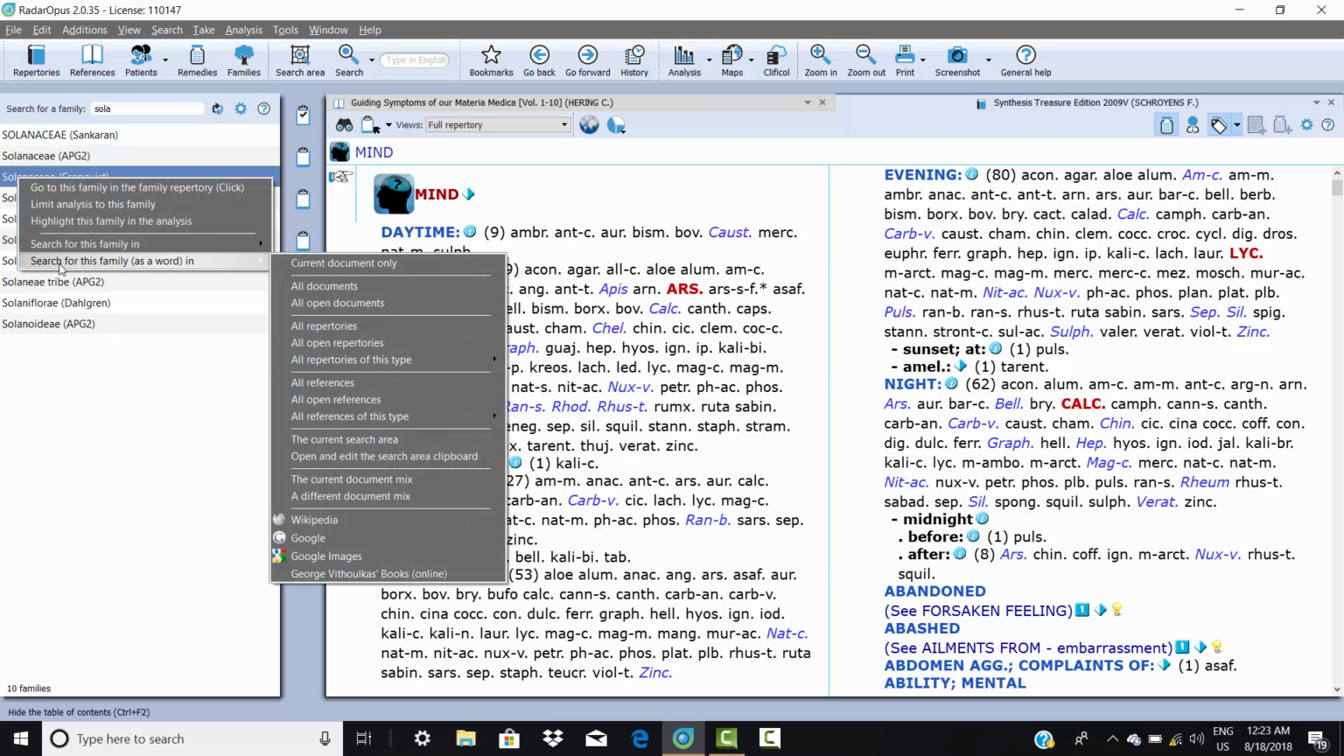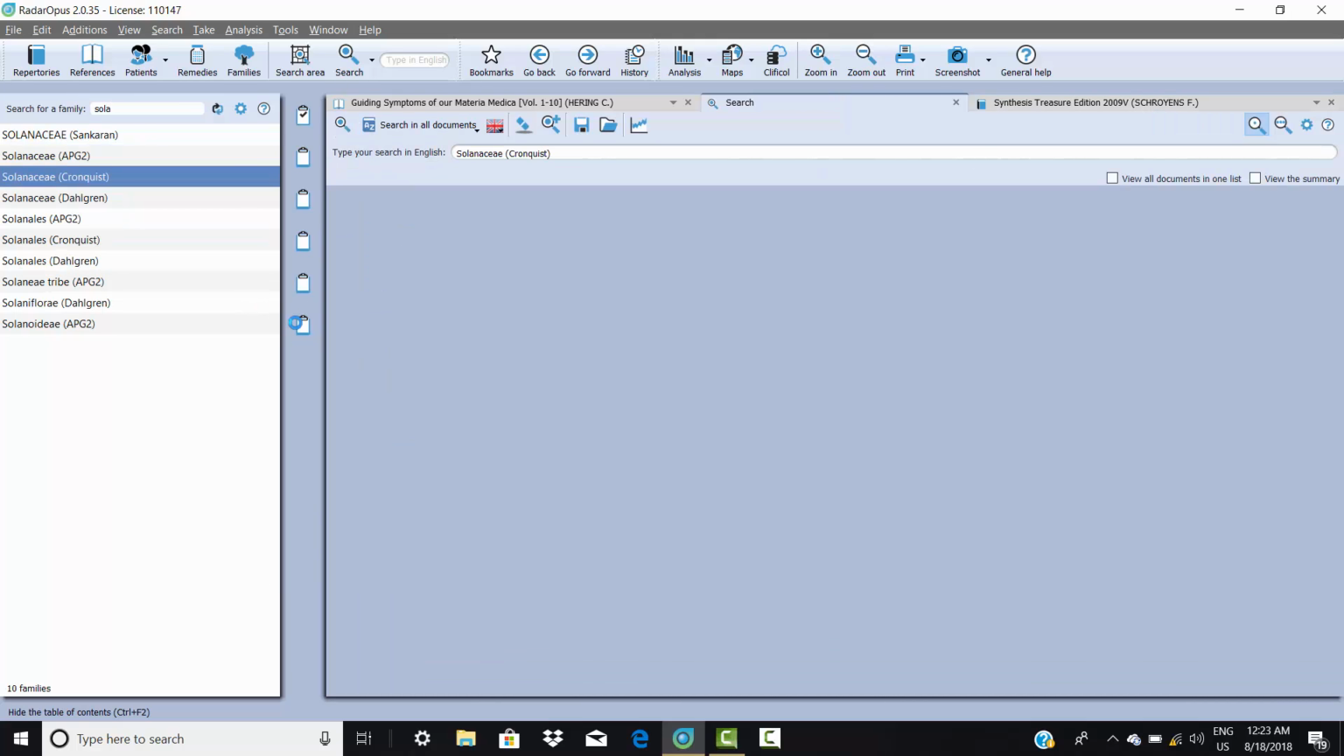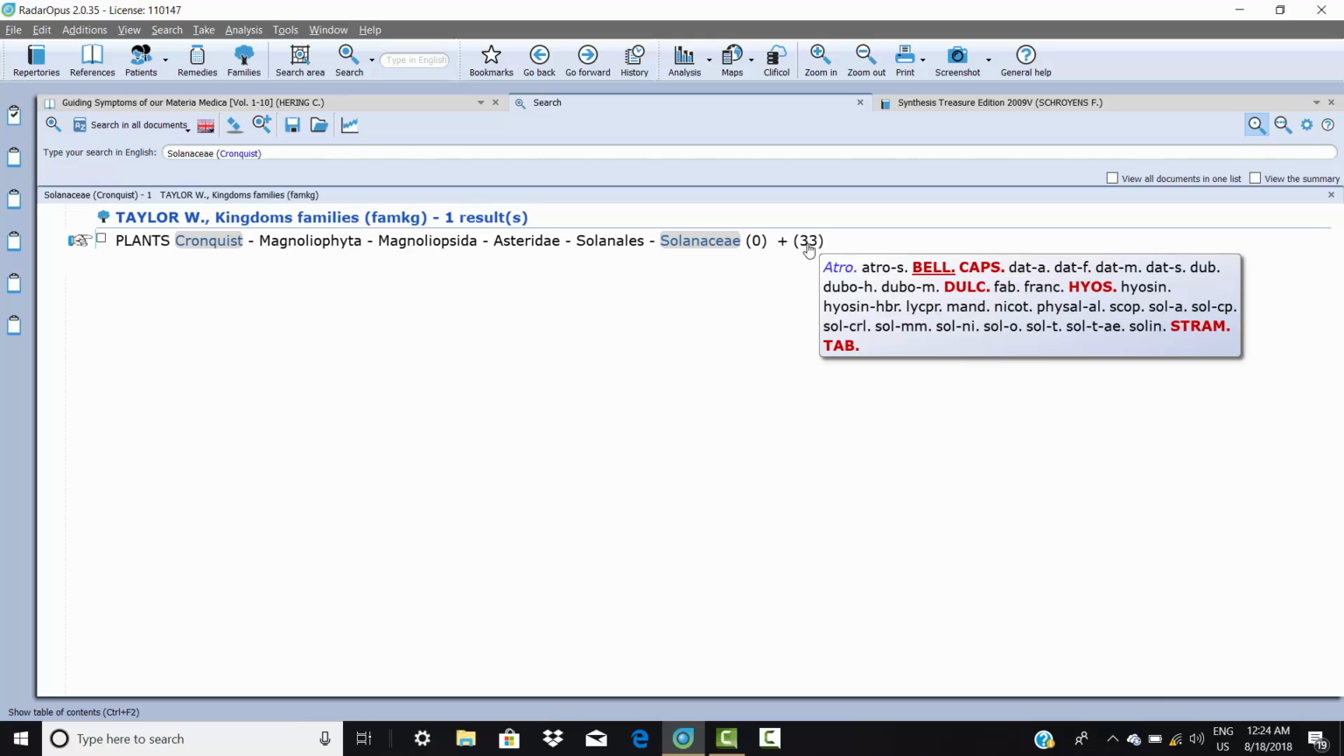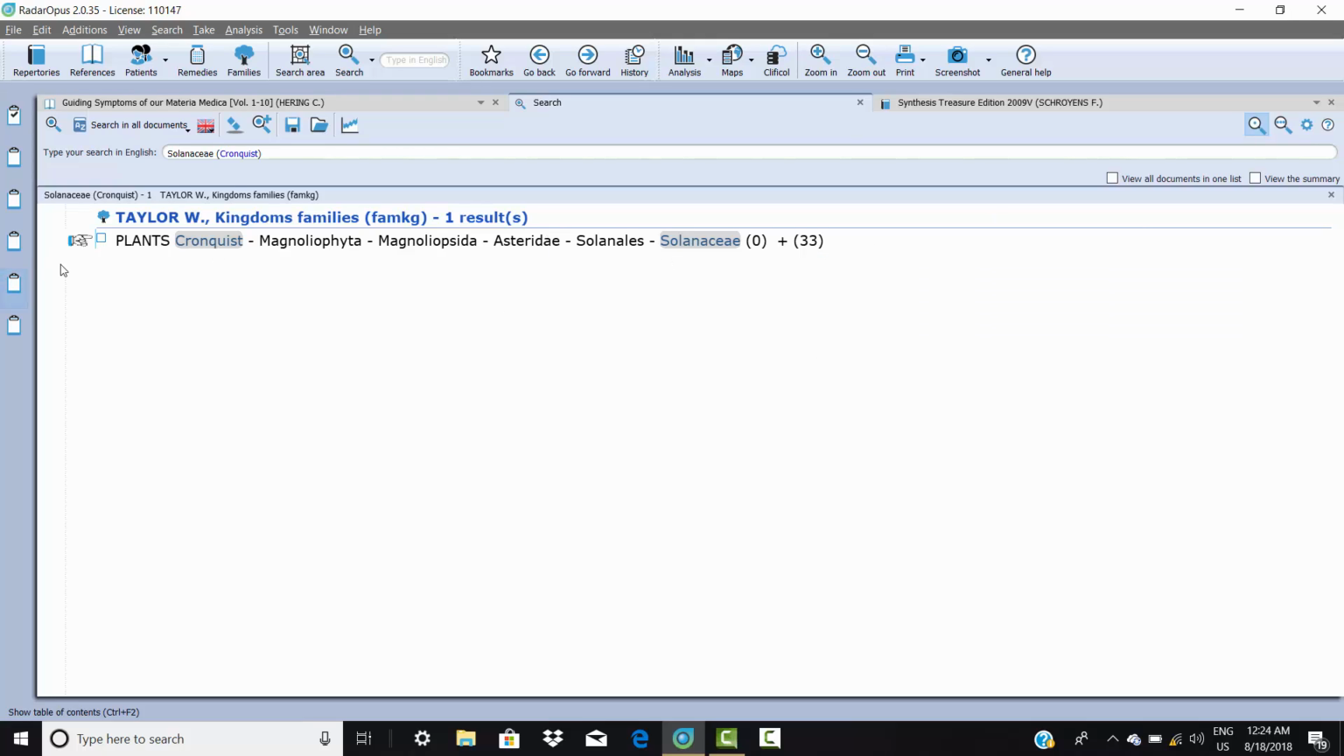Solanaceae, Mangifolia, Mangi, Astraceae, Solanaceae. These are the Solanaceae family root medicines: Atropine, belladonna, capsicum, datura, dulcamara, hyoscyamus, stramonium, and tobacco, etc.